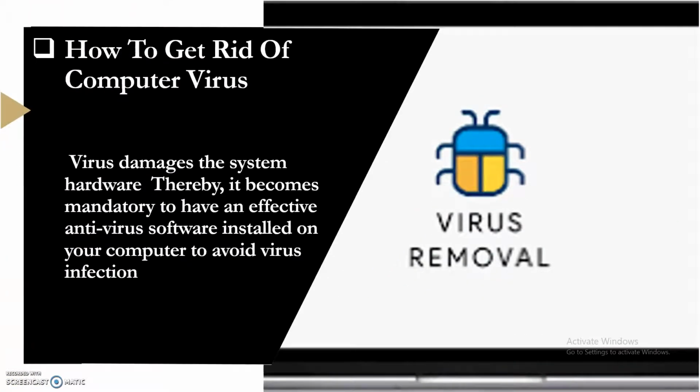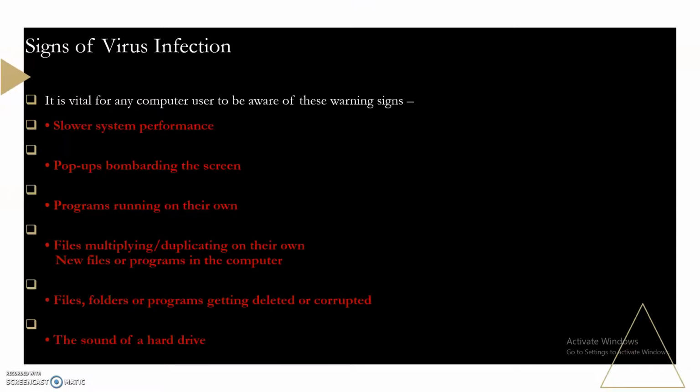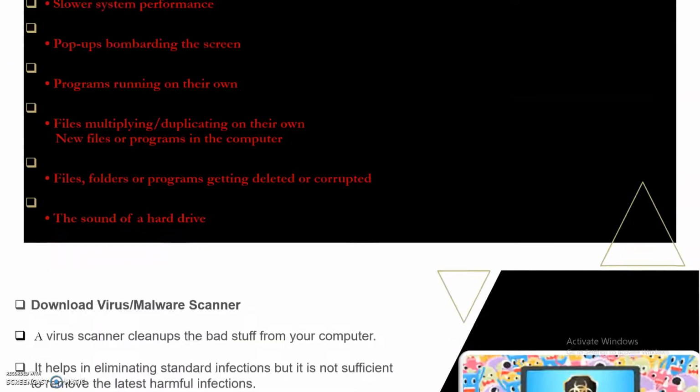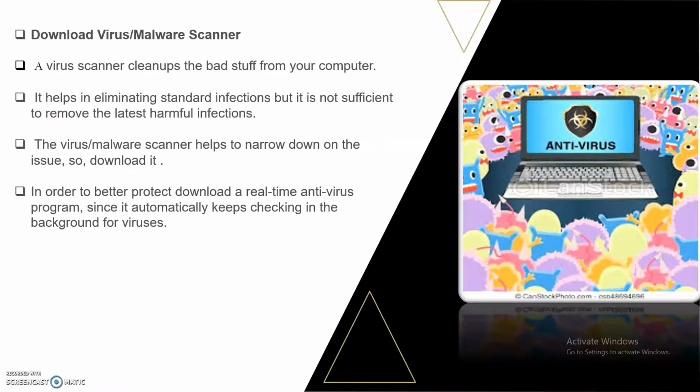Now how do we get rid of computer virus? It is a very simple process. You just have to install antivirus software from the internet, or purchase it. These are the signs if your computer is infected by virus: slower system, pop-ups, programs running on their own, files multiplying, and the sound of the hard drive will show that your computer is infected by virus.